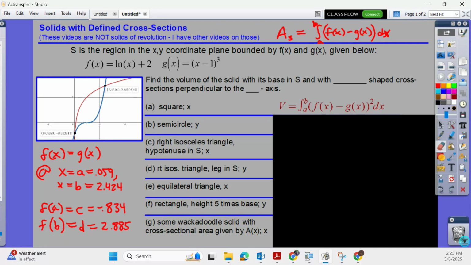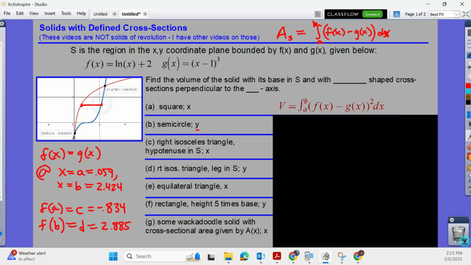So perpendicular to the y-axis, that means we're going to go horizontally now. And instead of being the side of a square, this is going to be the base of a semicircle. It's going to be a diameter of the semicircle. So the semicircle comes out of that region like that.